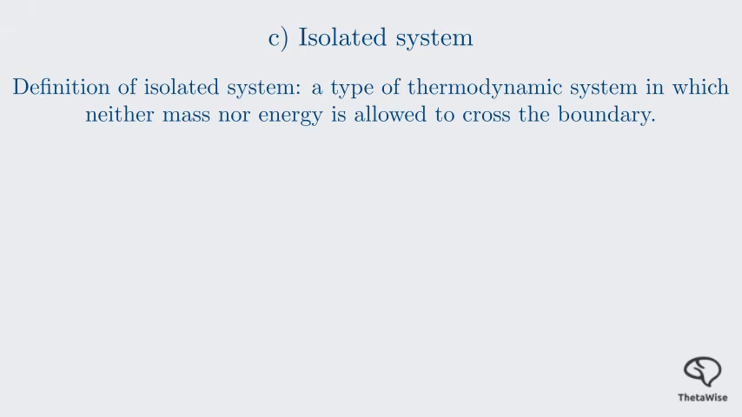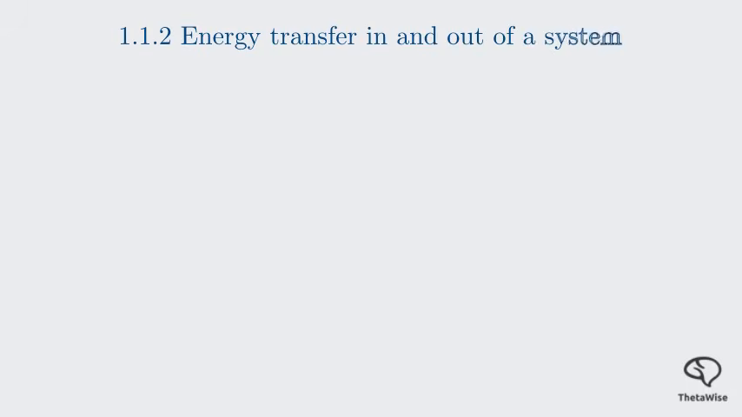An even better approximation of an isolated system is the entire universe itself. According to the first law of thermodynamics, the total energy of the universe remains constant. That's as isolated as you can get. Now let's talk about the forms of energy that can be transferred in and out of a system. There are two primary types: heat and work.